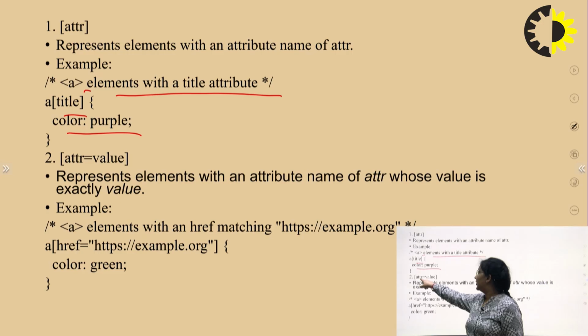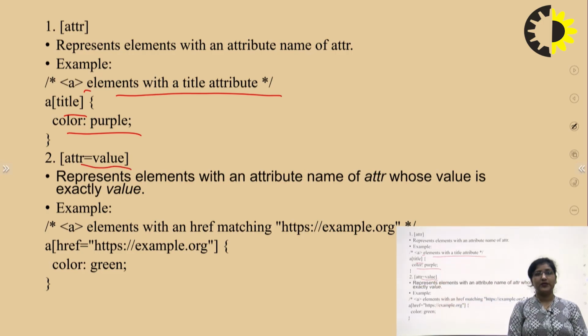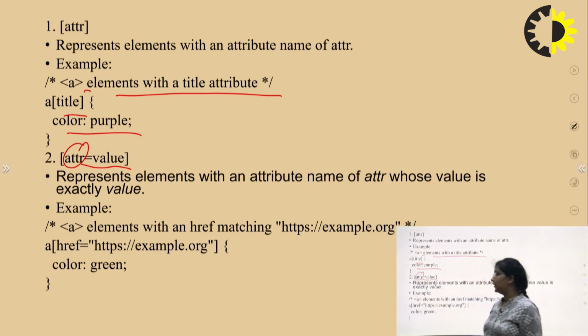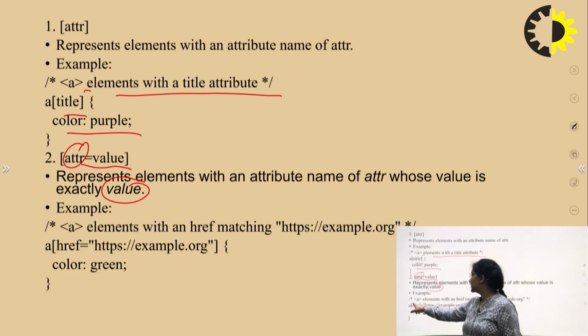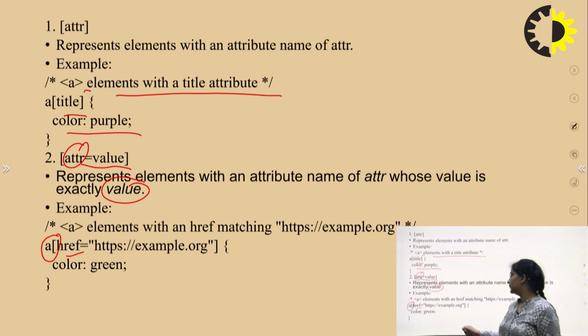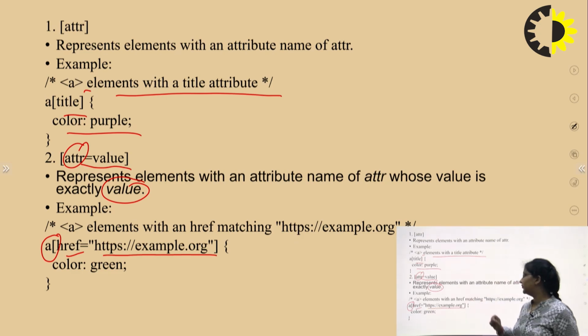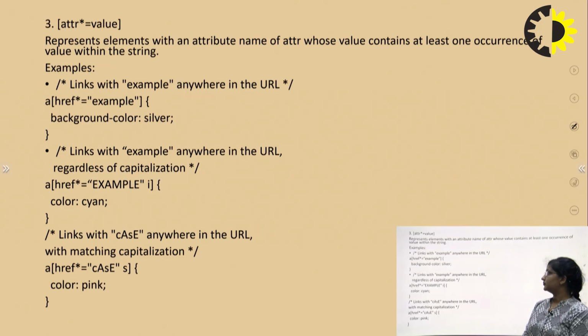Attribute is equal to value. If a particular value is assigned to it, it represents the elements with the attribute name ATTR and the exact value given here. So if I write A, this is a tag, href, this is the attribute of the anchor tag, and this is the value that has been given, and the color is set to green.